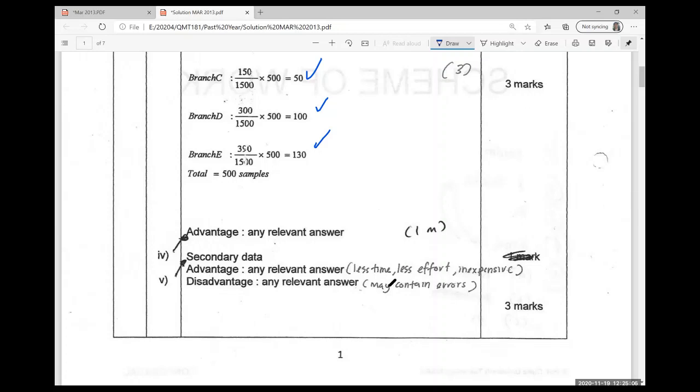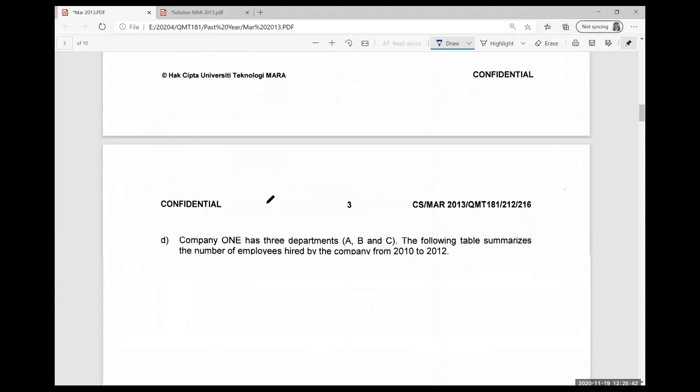You can just say less time, less effort, inexpensive, and the disadvantage maybe that it may contain errors. However, for this situation, it shouldn't have this kind of disadvantage. For a record from your own company, it shouldn't have any errors, because this is a recorded database. If your database has errors, then you will have a problem. Okay, so that is for question number 1.